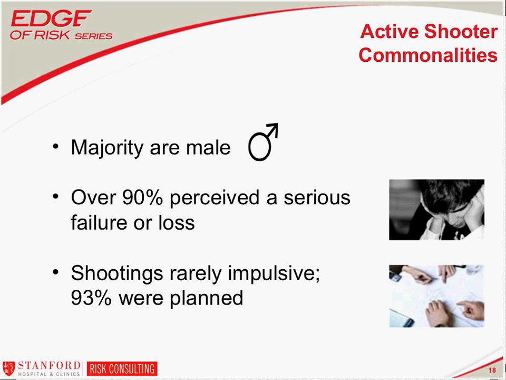Although the Secret Service study found no distinct profile for the active shooter, commonalities observed included gender, most were male, and well over 90% of the shooters had experienced a recent failure or loss that they perceived as serious. Perhaps the most distinctive feature was that the shootings were rarely the result of impulsive behavior. 93% were in fact planned.